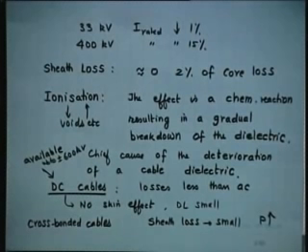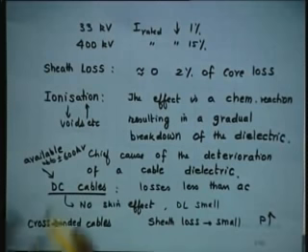At 33 kV, for the rated current, dielectric loss is less than 1%, and at 400 kV it is 15%. Sheath loss is roughly 0, 2% of the core loss.